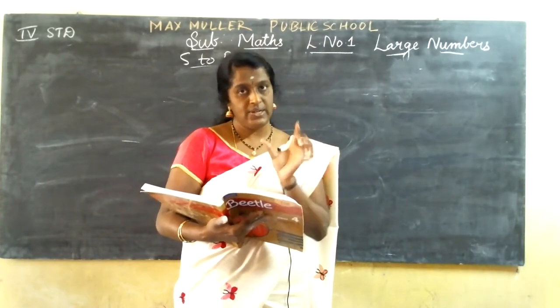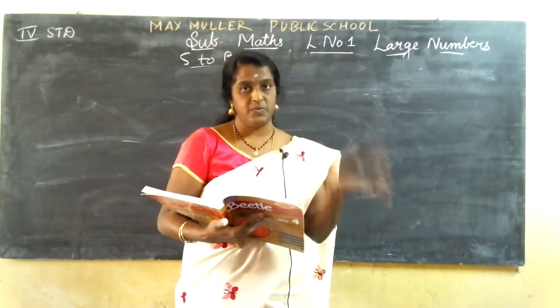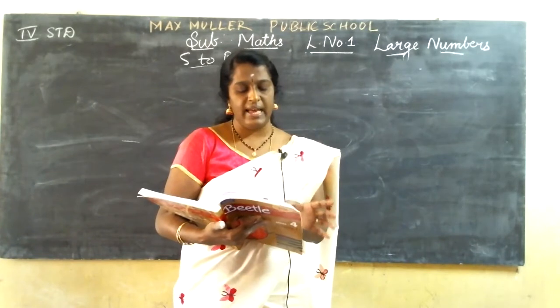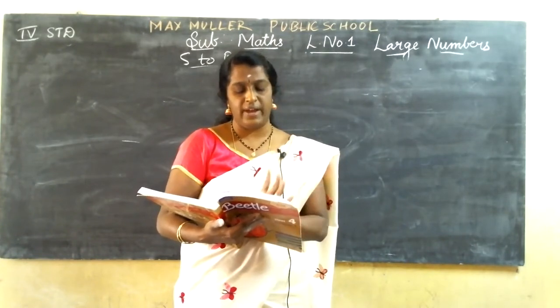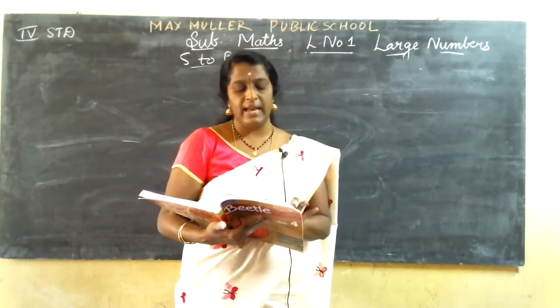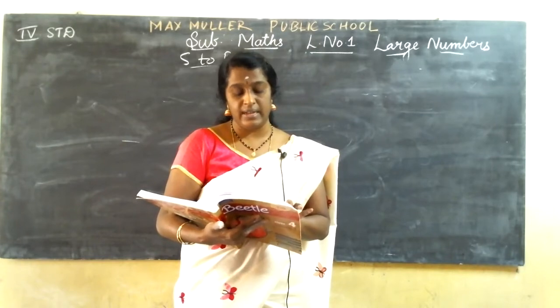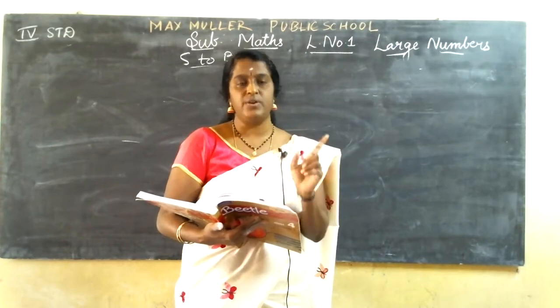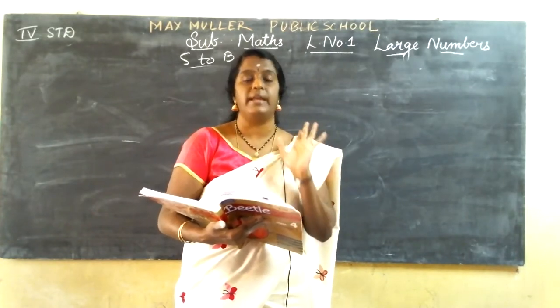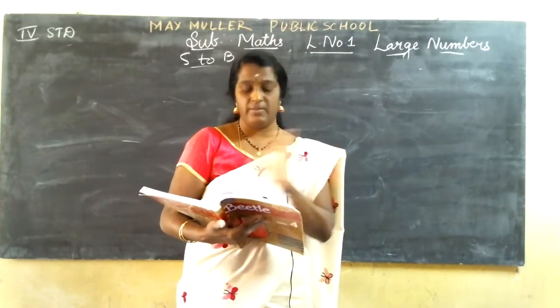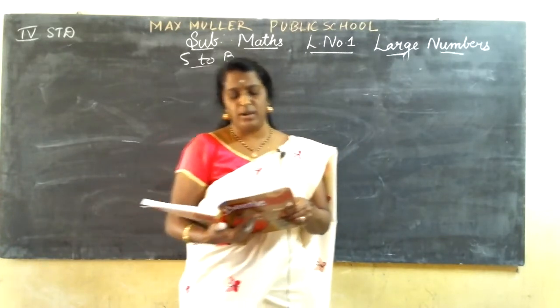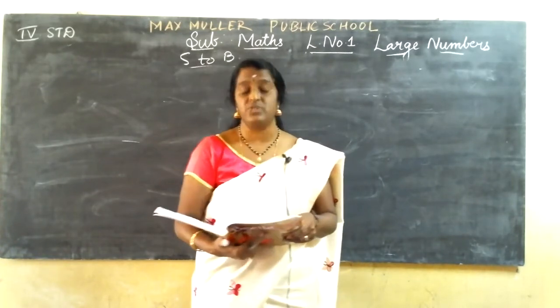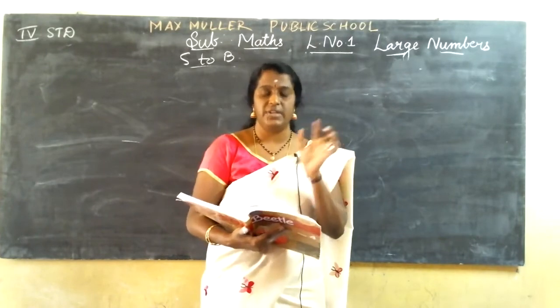1,28,384. 28,000. This is 1 lakh. So next, 7,89,905. In words, how is it? 9,99,999. If we add 1 to the 6-digit number, it will become 10 lakh. So it will become 7 digits. We get the smallest 7-digit number, which we read as 10 lakh. In short form, we will say TL.